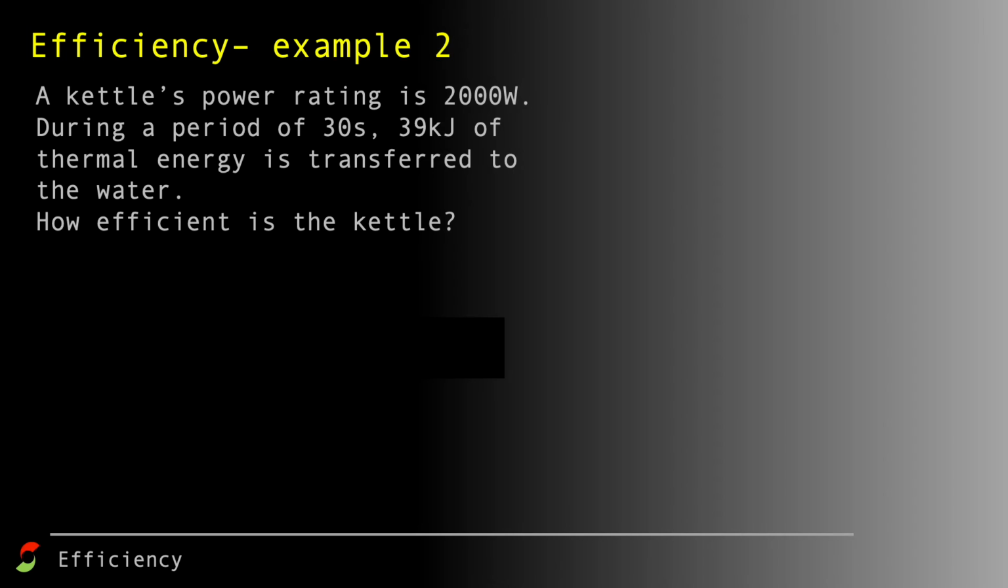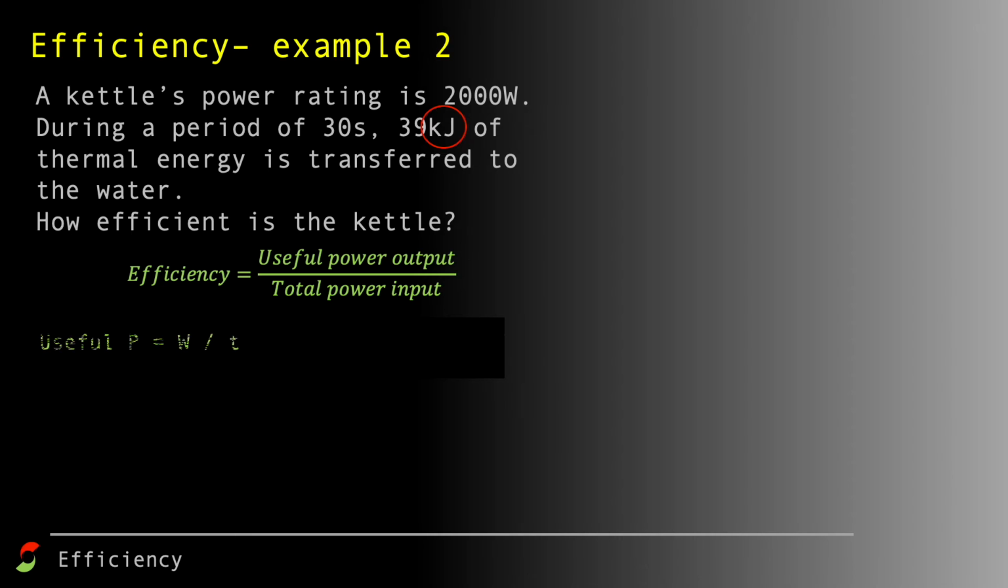Now here we've got units that are a little bit strange, but we've also got two mixed quantities. We've got the power rating and energy, and we can't use this equation with one being energy and one being power. They've both either got to be both energy or both power. So I'm going to approach this in terms of power, because the kettle's power rating is 2000 watts. That's the total power input. I've got that already, but I need to know what the useful power is.